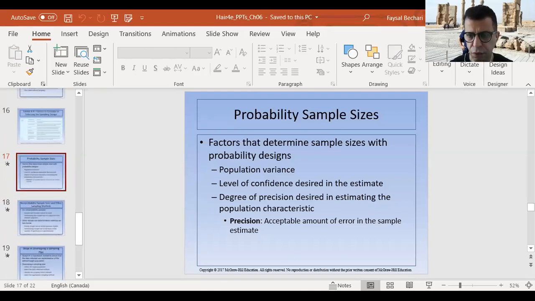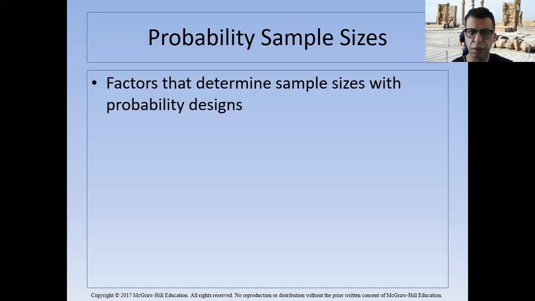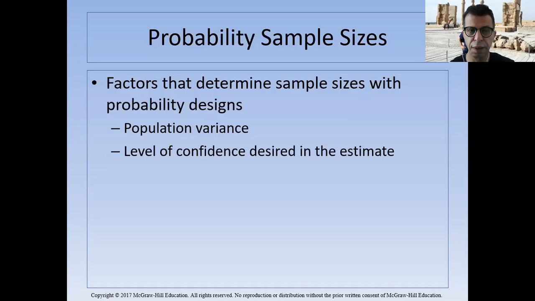Okay, so we said that sample size is a factor determined by the probability of design and population variance. In the video we saw that variance is the measure of how spread out the population is that we are targeting. Then there is the level of confidence desired in an estimate.